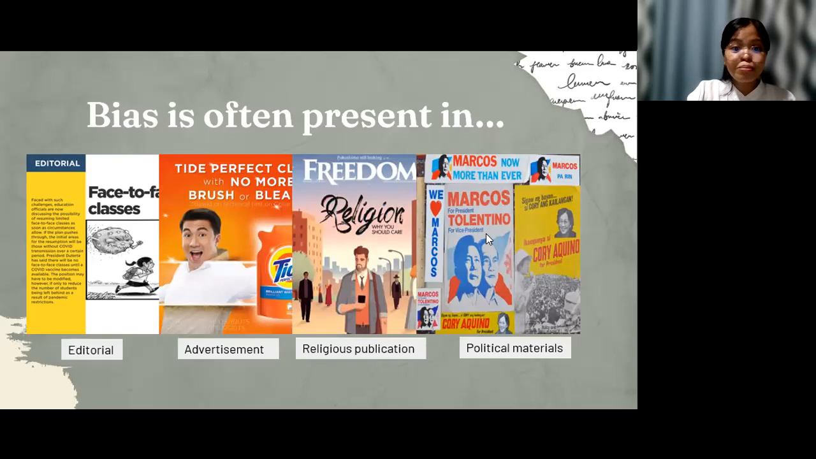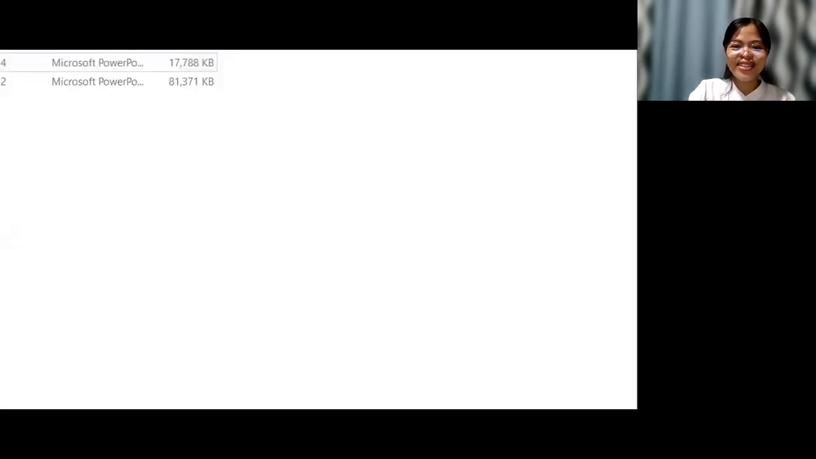These are political materials such as banners, flyers, or posters with different politicians, or the candidates in an election. So we have their Marcos now more than ever, and then sigaw ng bayan, si Cory ang kailangan. Okay. So we have different favorites and you can see biases in political materials. All right, let's move on.